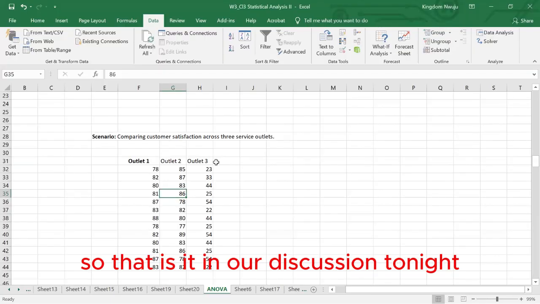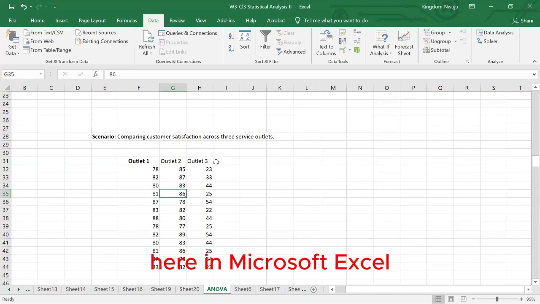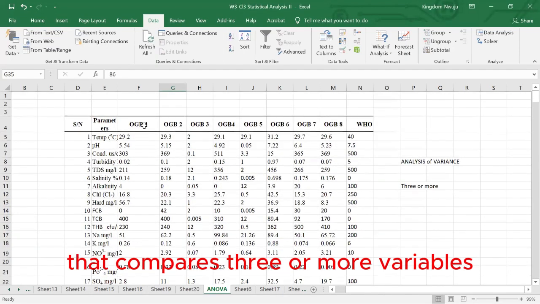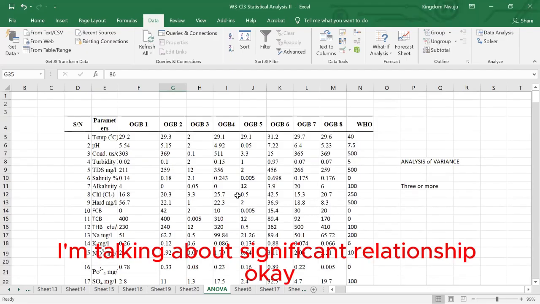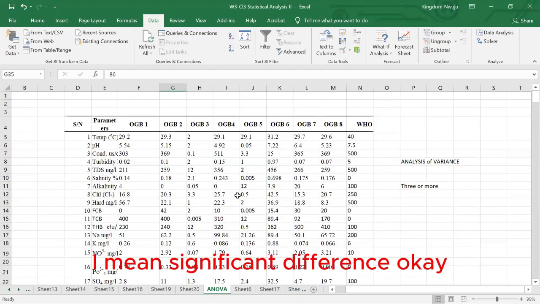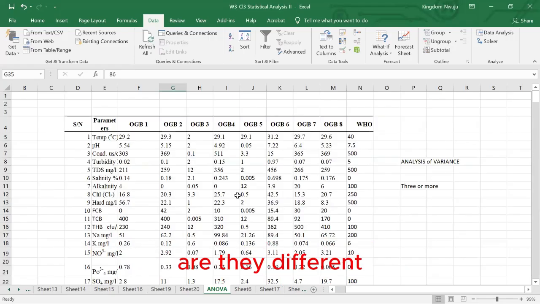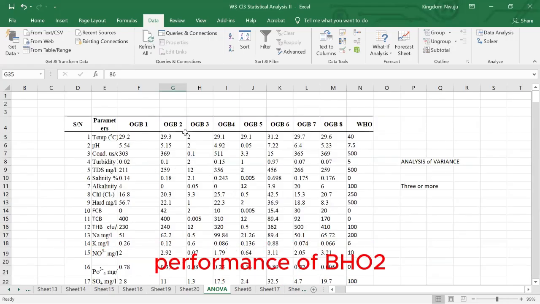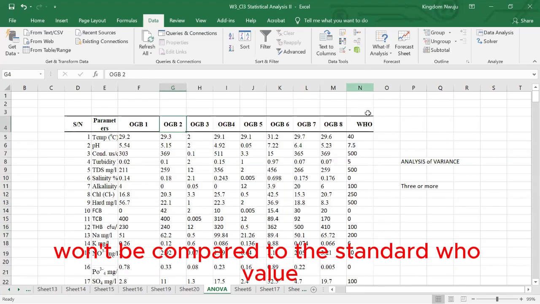So that is it in our discussion tonight. We've been able to advance our knowledge in statistical analysis here in Microsoft Excel by looking at analysis of variance that compares 3 or more variables to find out if there is relationship between them or not. I'm talking about significant relationship, okay? I mean significant difference, okay? ANOVA measures difference between sample points. Is the performance of borehole 1 different from performance of borehole 2, different from performance of borehole 3, when compared to the standard WHO value.